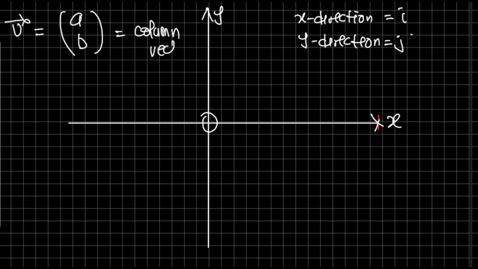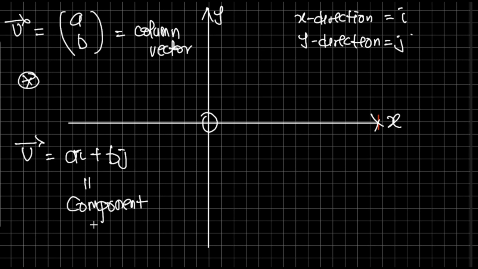Okay, we can also use this notation, that is a vector can be written in the form of components. We have ai plus bj. Okay, so this is called component form. So these are two ways we can write a vector. Anywhere you see the first arrangement, it is a vector and it is called a column vector. If you see the second arrangement, we call it component form.